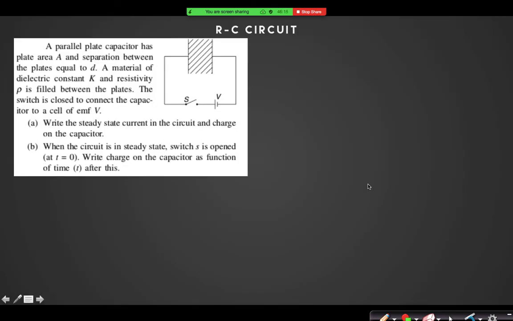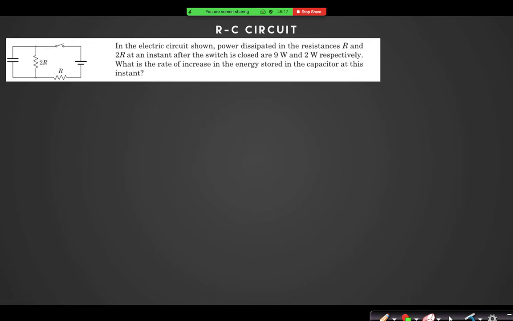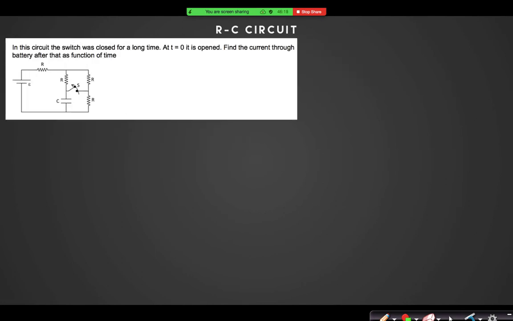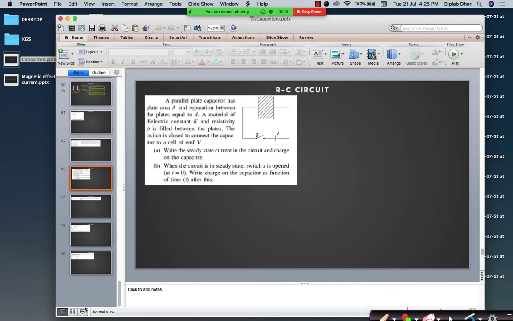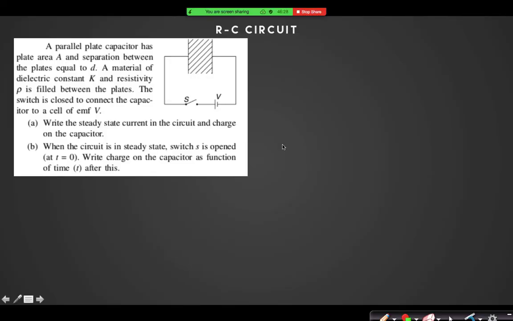Let us solve few questions with this type of circuits. How many questions we have? Yes, there are 4 questions. Only 4 more questions are there, right? 1, 2, 3, 4. Let us solve them one by one.